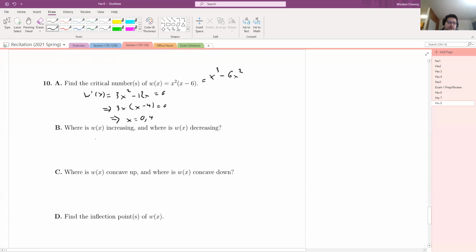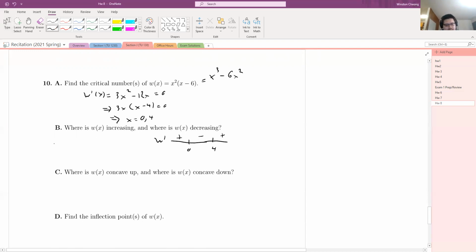Okay. For increasing and decreasing, what we need to do is sketch a number line, do the sign chart for the first derivative. And the factored form like this tells me that it's going to alternate since both x and x minus 4 are raised to the first power, so it's going to flip in sign when you jump over the 4 and when you jump over the 0.